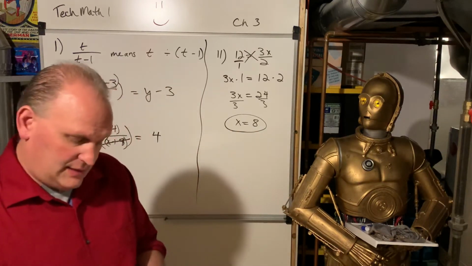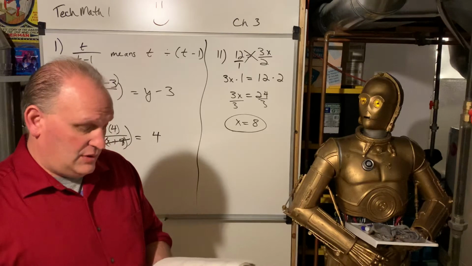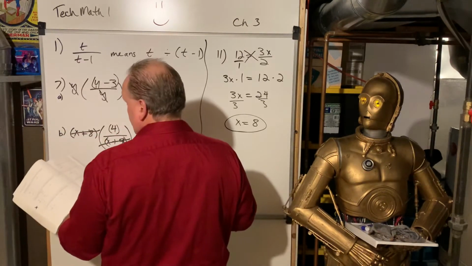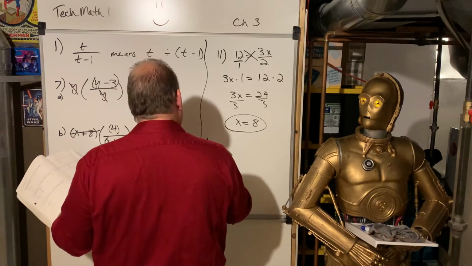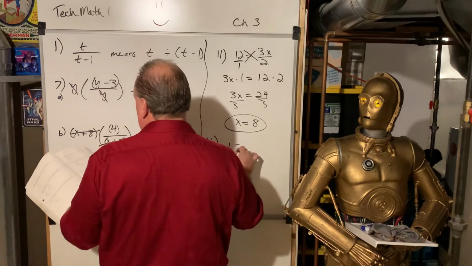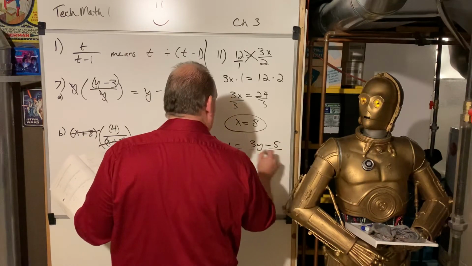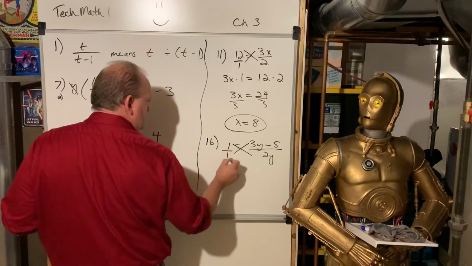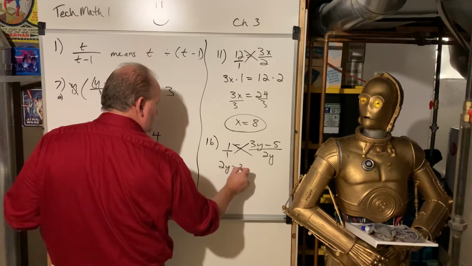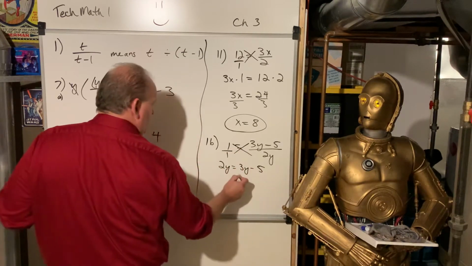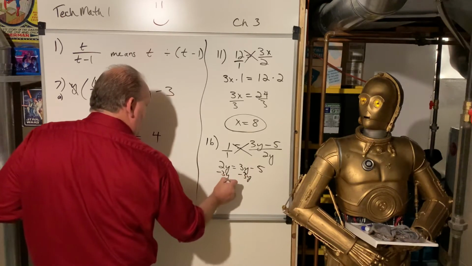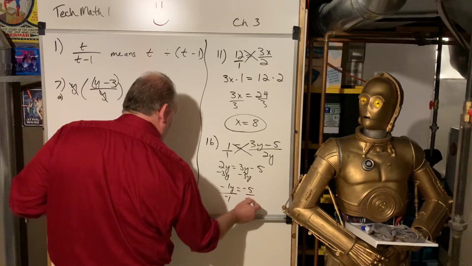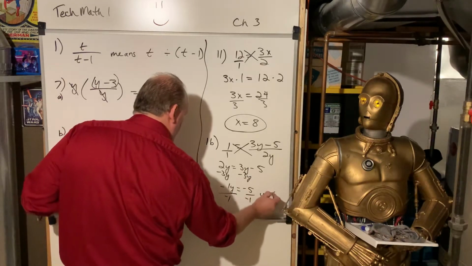All right, then on to number 16. Same dog, different fleas. 1 is equal to 3y minus 5 over 2y. We cross multiply and solve. Remember, this is 1 over 1, so 2y is equal to 3y minus 5. Move the 3y over. Negative 1y is equal to negative 5. Divide by negative 1. And y is equal to 5.